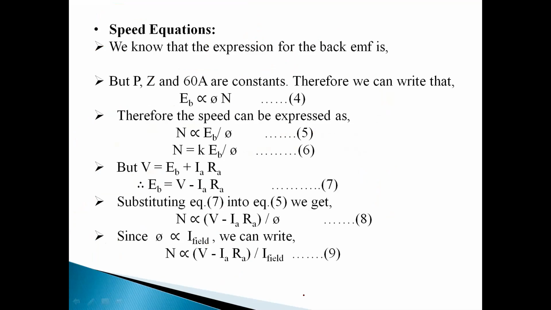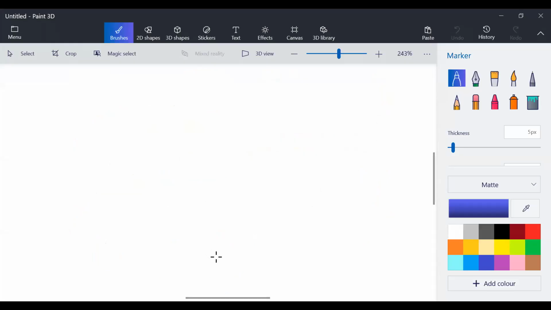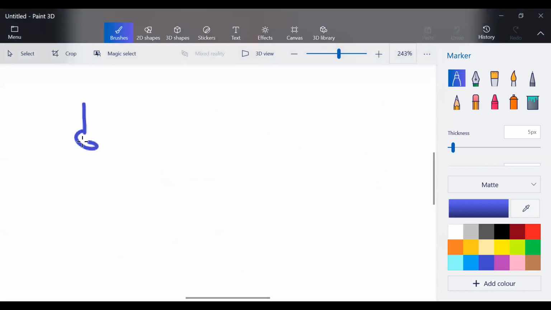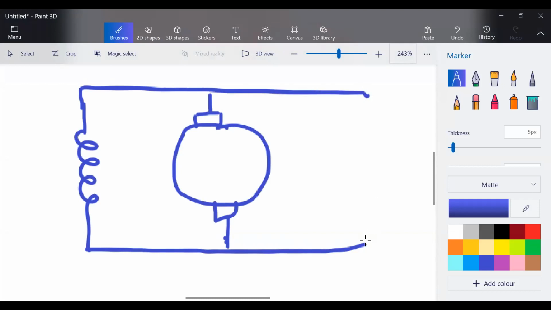For example, consider a shunt motor. In a shunt motor, we know that the armature and field are both connected in parallel. So this is a shunt motor.